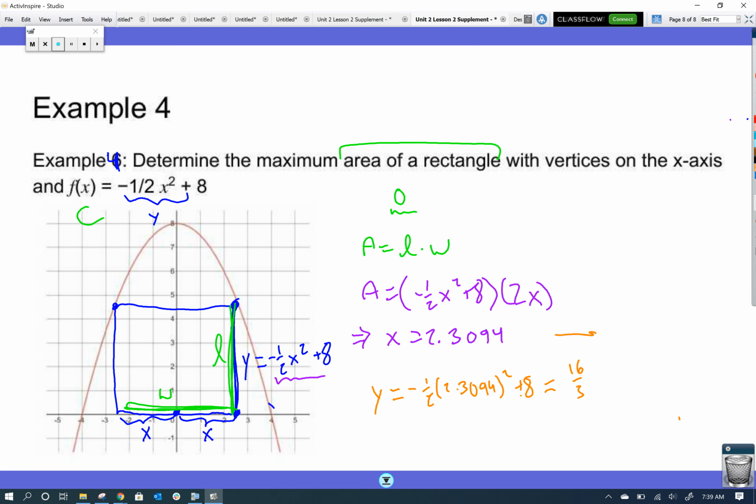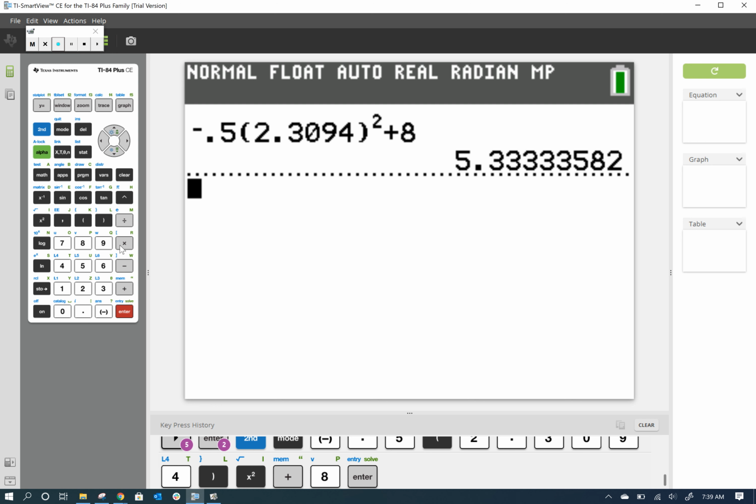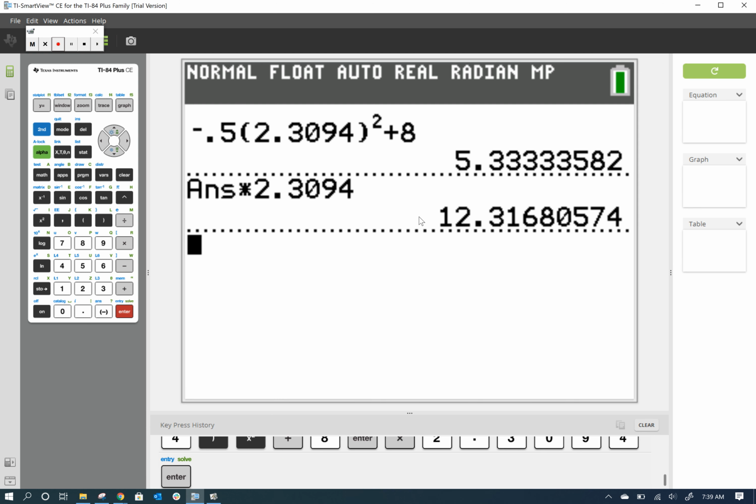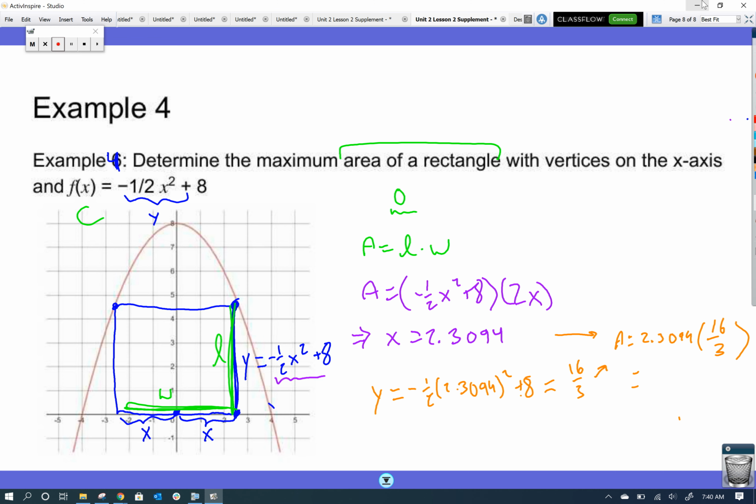All right, so let's put all that together. Area equals 2.3094 times 16 thirds. We want to make sure we're actually answering the question. It says what's the area, so we're doing length times width here. And that's going to be, let's multiply that by 2.3094 times 2.3094, enter. 12.3168. So let's write it down.